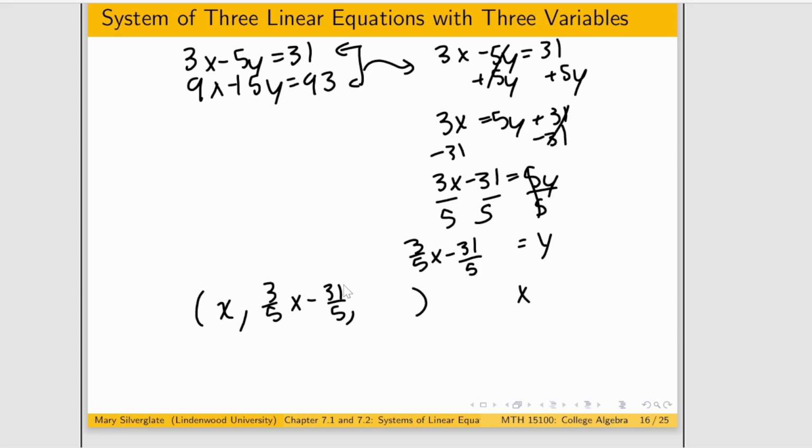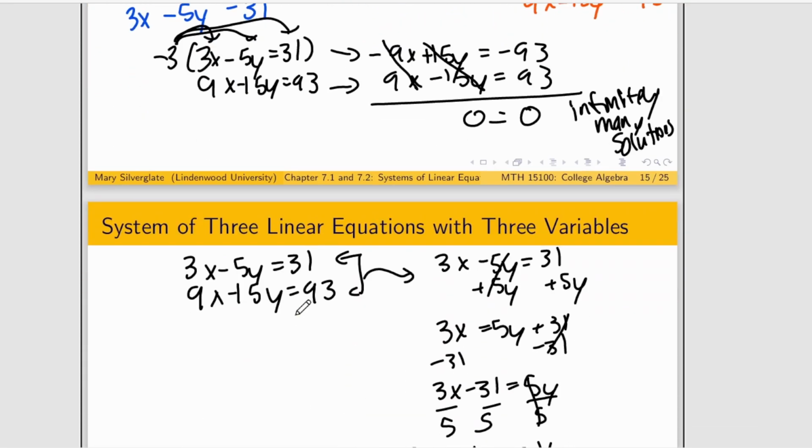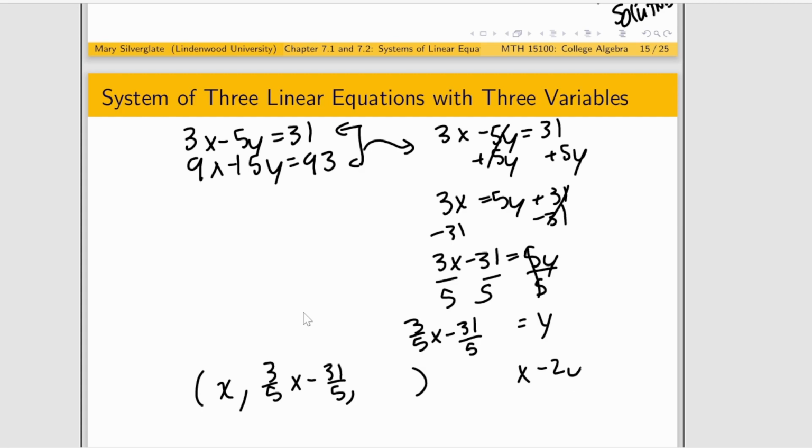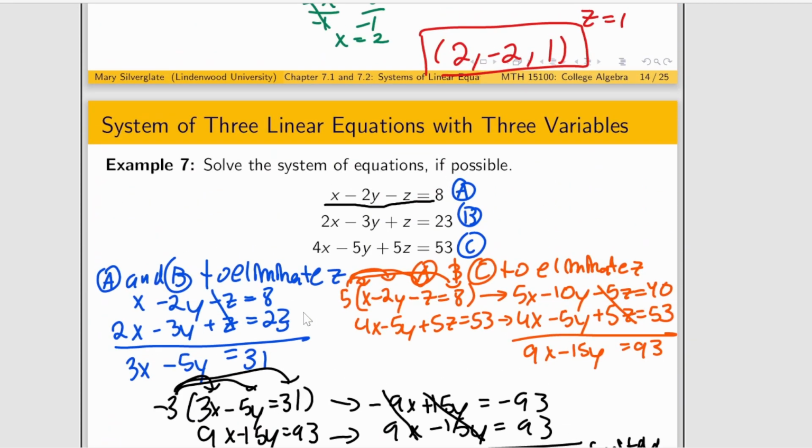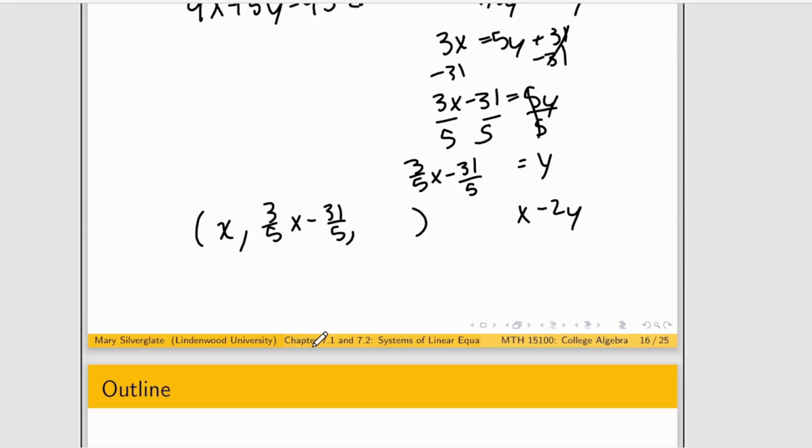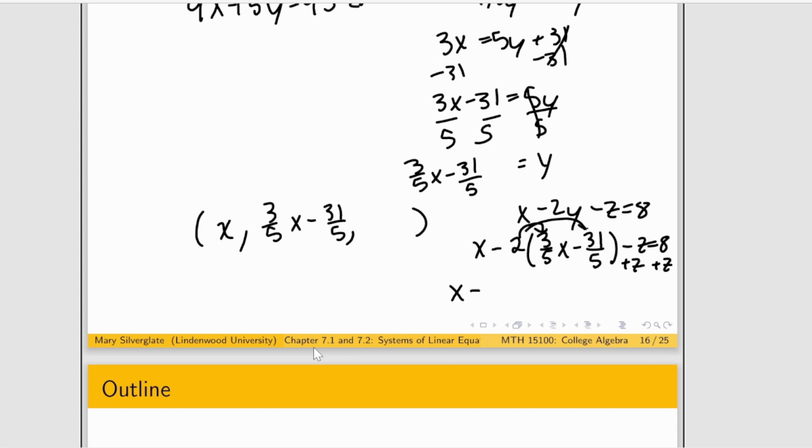So if we focus in on that second equation, x minus 2y minus z is equal to 8. We also have something I can replace y with. Minus z is equal to 8. Then I can go ahead and get z by itself by adding z to both sides. So I have x minus, and I might want to distribute those two.